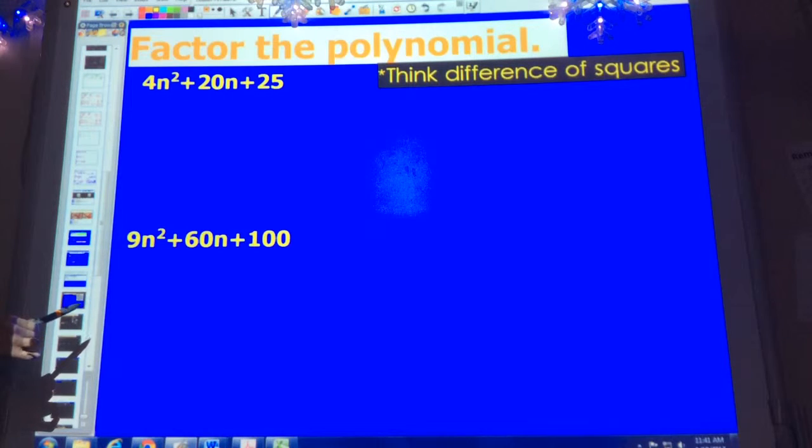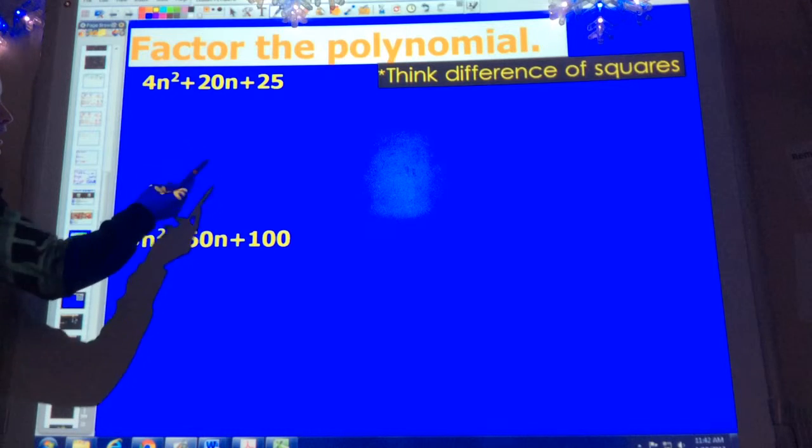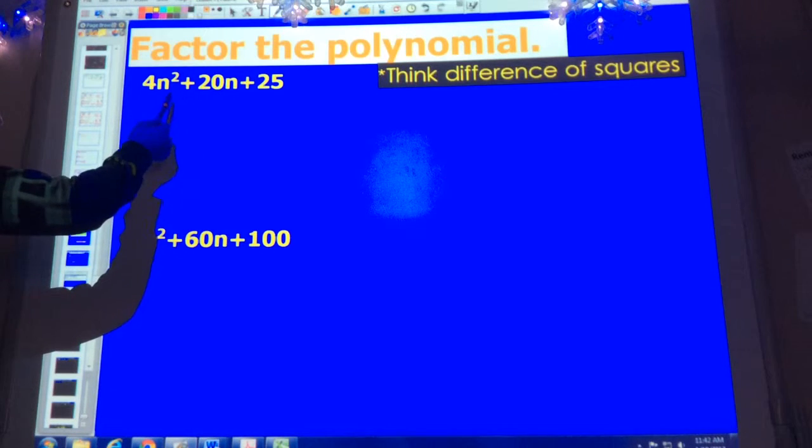You guys don't have to write this one down if you don't want to, okay? Which one do you want to do, top or bottom? Bottom. Most people said top, sorry, okay?